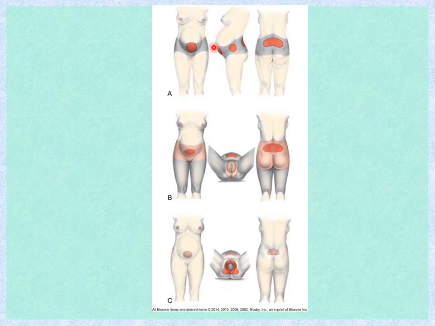In A, you can see it radiates to the lower back and the lower abdomen. In B, you can see that it's over the lower abdomen, centered mainly in the center area of both the lower abdomen and the lower back. In C, you see it's in the lower abdomen, the lower back, and the perineal area is much more prominent.